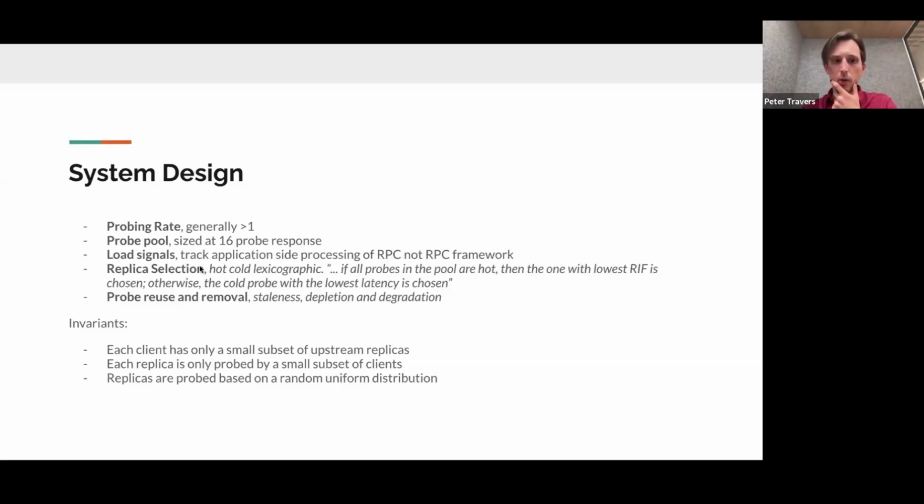Now the replica selection. As I mentioned earlier, this is the algorithm. If all probes in the pool are hot, so basically all the replicas have a large number of requests in flight, then we'll choose the one with the lowest requests in flight. And I lied to you earlier, Murat, I'm sorry. And for a cold probe, where there are few requests in flight based on a configurable threshold, then we will select the one with the lowest latency.